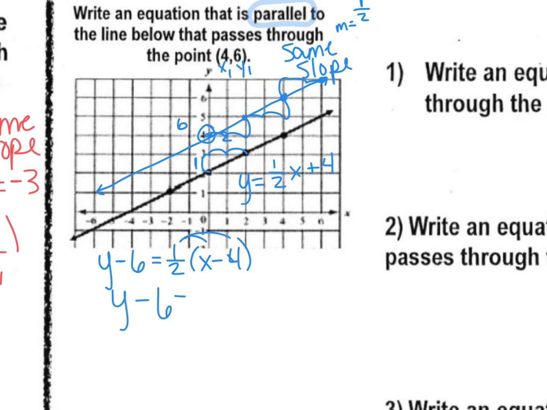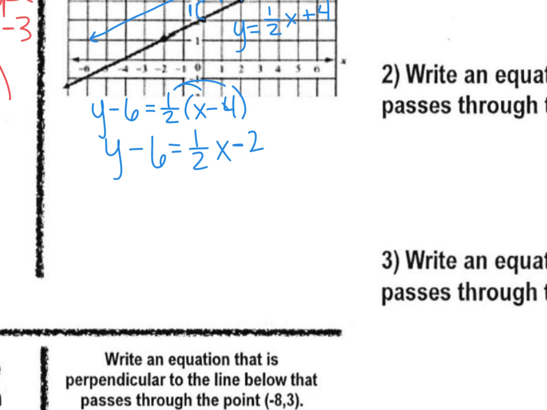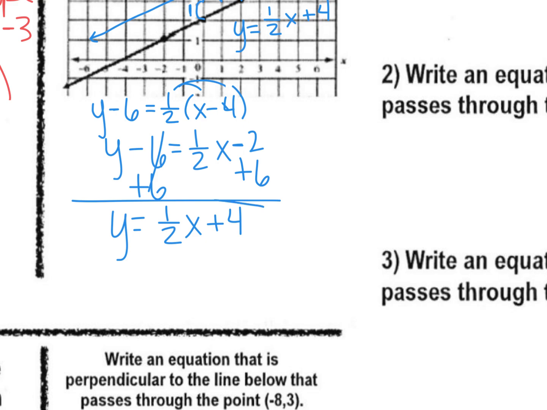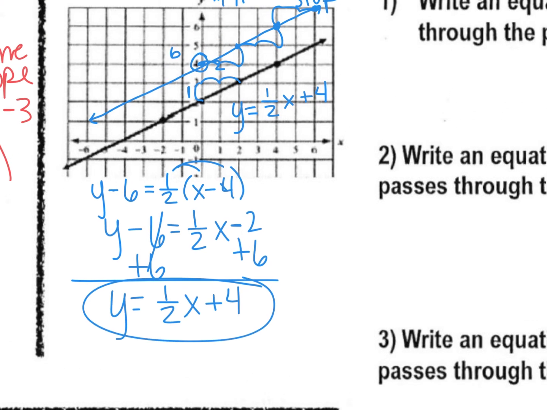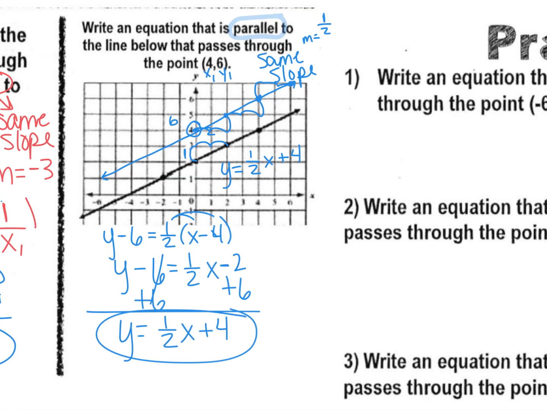Y minus 6 equals, what's half of -4? What's half of 4? 2. And then what do I do with my 6? Add 6, because it's a minus. Tell me about -2 plus 6. +4. Oh, is that what we got a minute ago? Yes. I wanted you to see that it doesn't matter. You can either graph it or you can use the formula.